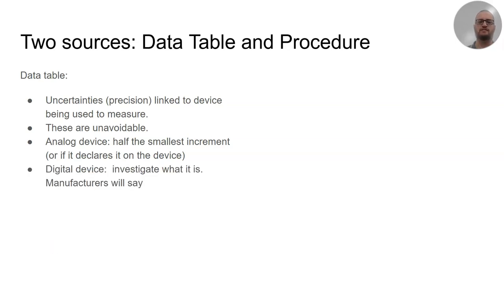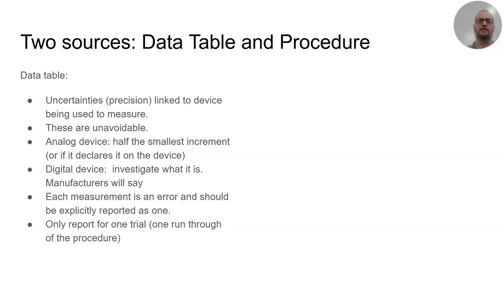Digital device, investigate what it is. Sometimes you can look these things up and it will tell you in the directions or the manual. Other times we just go with the smallest increment it has, but you can always look it up. Each measurement carries an error, so they should be used explicitly. So if you have 5 mass measurements in a series of one trial, those are 5 separate uncertainties that you should take note of and be able to acknowledge how we could improve those.